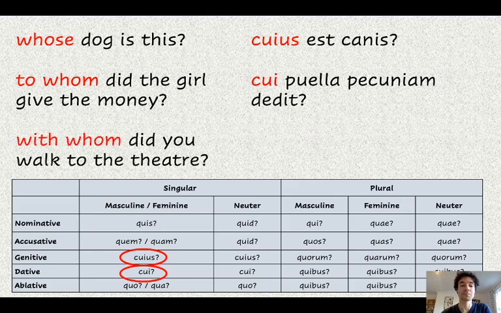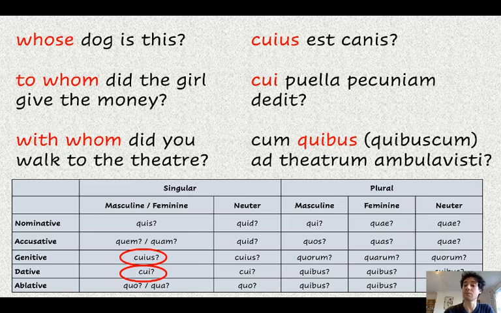Another option I have. With whom did you walk to the theatre? Now, with whom, if I want to express this idea in Latin, I need to use the ablative case. Cum quibus ad theatrum ambulavisti. I have used quibus because I assume that you walk to the theatre with more than one person, so I use the plural. Cum quibus sometimes is written in a different way. Sometimes it's written as quibus cum, but that's a bit rare. So in general we have cum quibus.